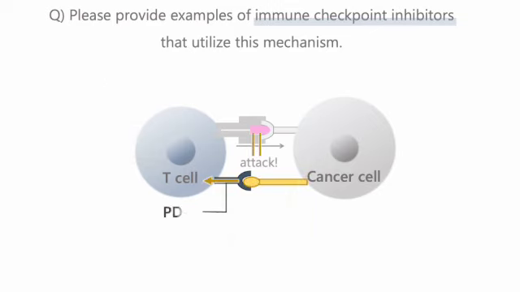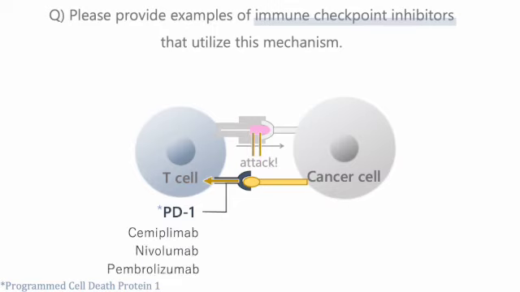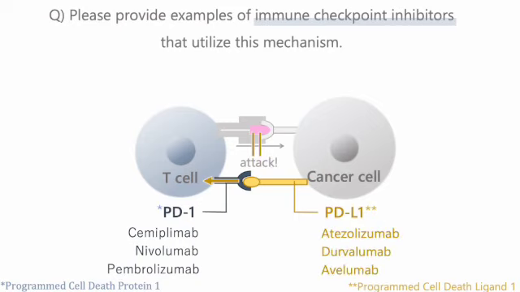PD-1, or programmed cell death protein 1, plays a vital role in inhibiting immune responses. Examples of PD-1 inhibitors include cemiplimab, nivolumab, and pembrolizumab. PD-L1, or programmed cell death ligand 1, can combine with PD-1. The PD-1-PD-L1 axis is responsible for cancer immune escape. Examples of PD-L1 inhibitors include atezolizumab, durvalumab, and avelumab.